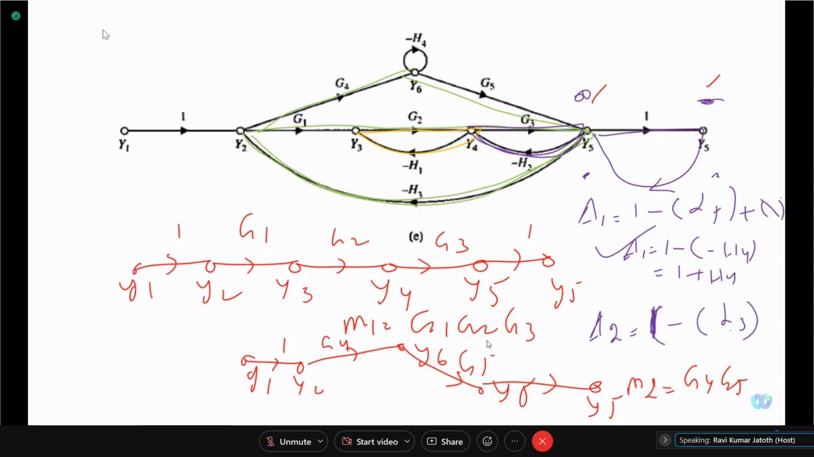Now, tell me, if I want to find out Y3 by Y2. Two paths, sir. Y2 to Y3, G1, and Y2 to Y6, Y5, Y4, Y3. And the remaining things will be the same.